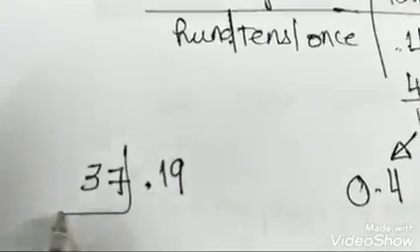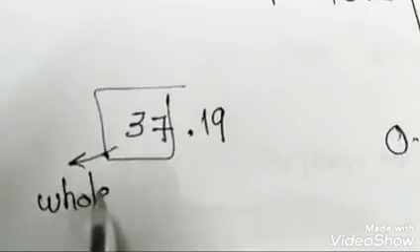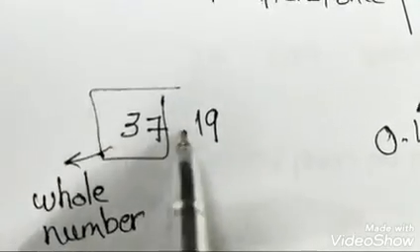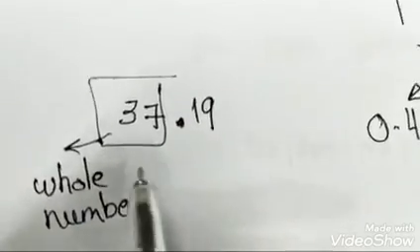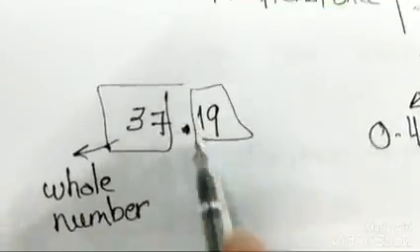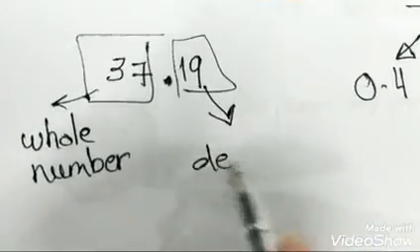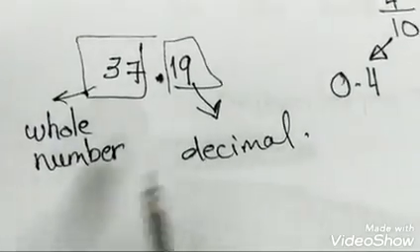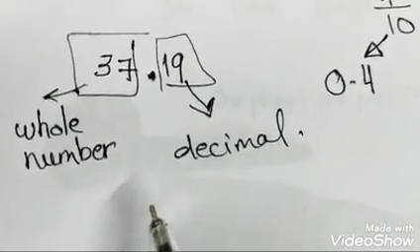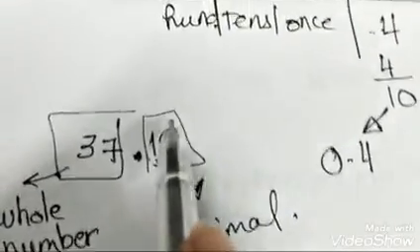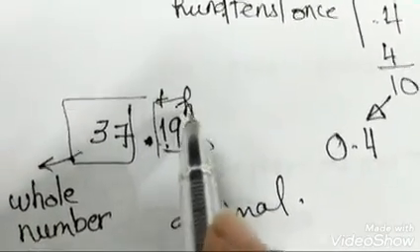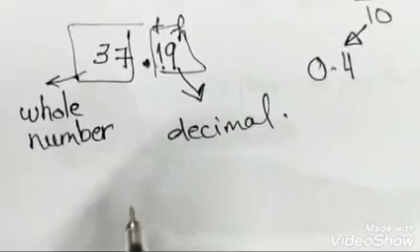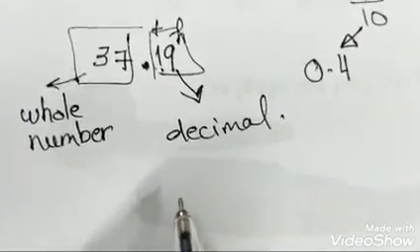Okay, so if I have the number 37.19, this part is the whole number. The part to the left side of the decimal point is the whole number part, and this part is the decimal part. It will be read as 37 and 19 hundredths, because this is the tenth place, and this is the hundredth place.